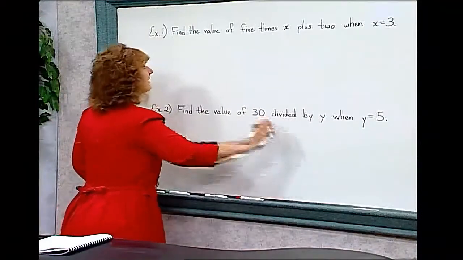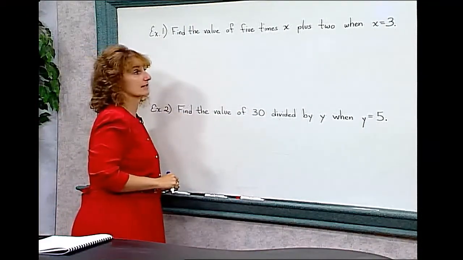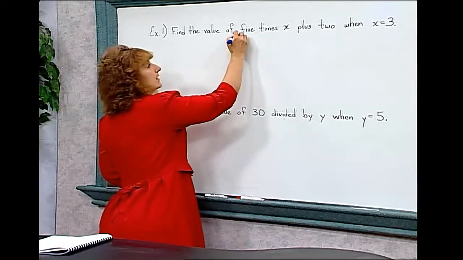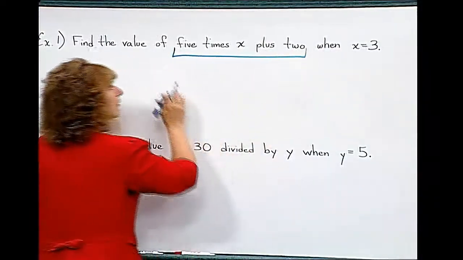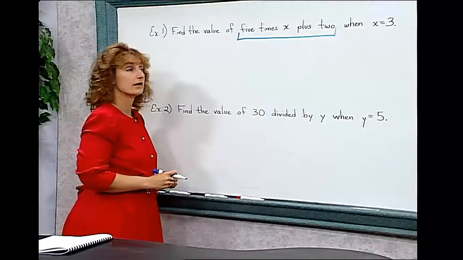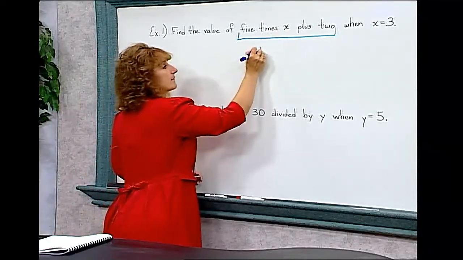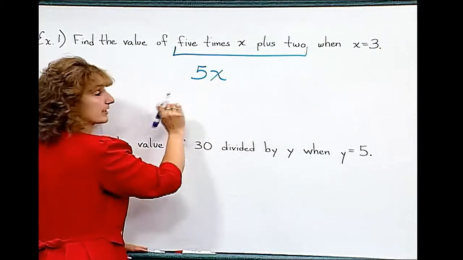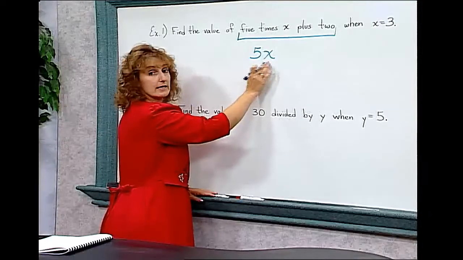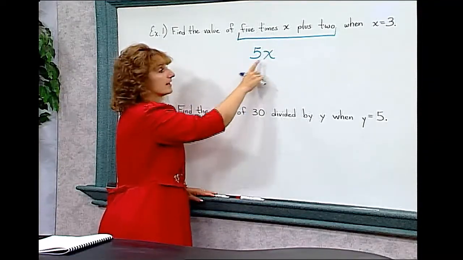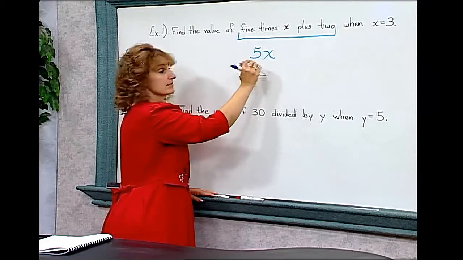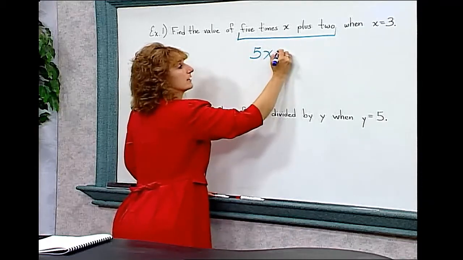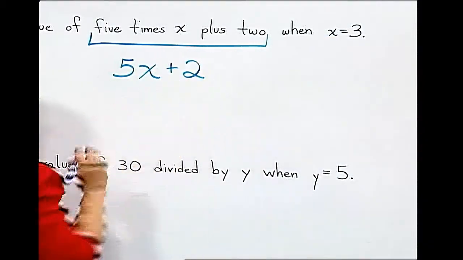We have the problem, find the value of 5 times x plus 2 when x equals 3. The first thing I need to do is translate this part here from English into algebra. 5 times x is multiplication. Remember that when we show multiplication with a number and a letter, we do not need to write the multiplication symbol. This x does not mean times. This x is our variable. Plus 2 we can write as plus 2.